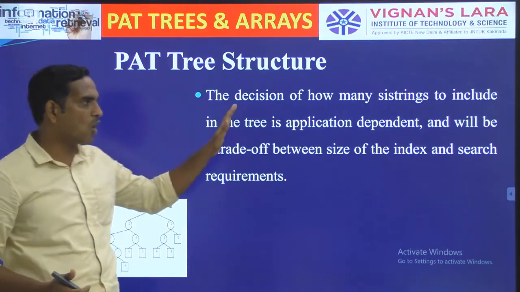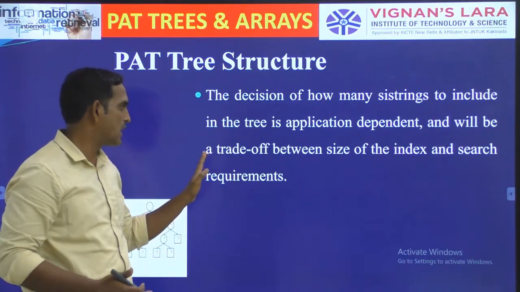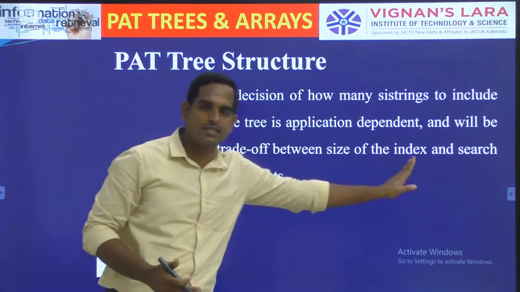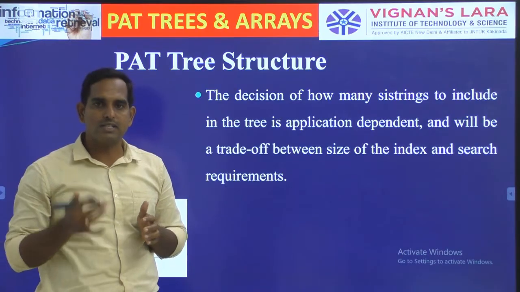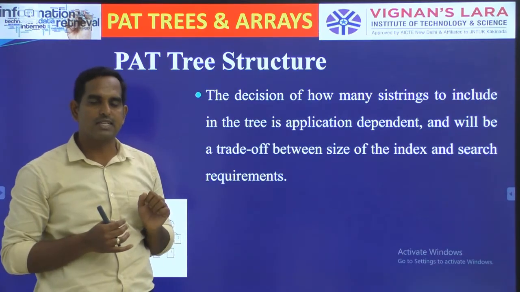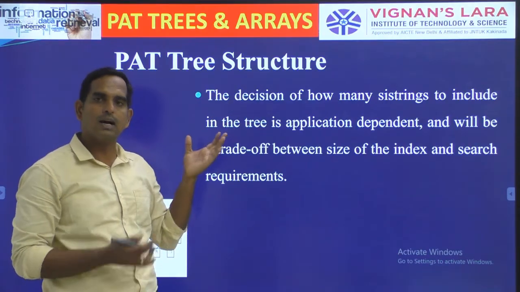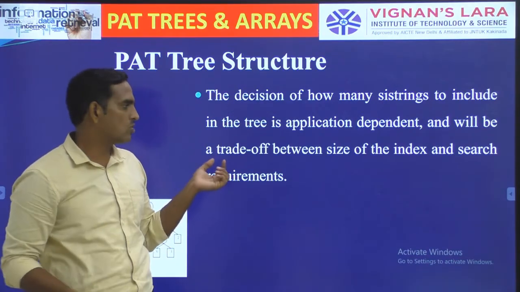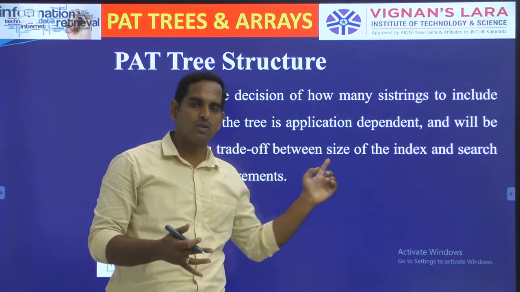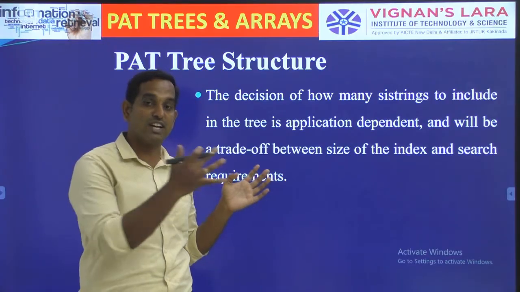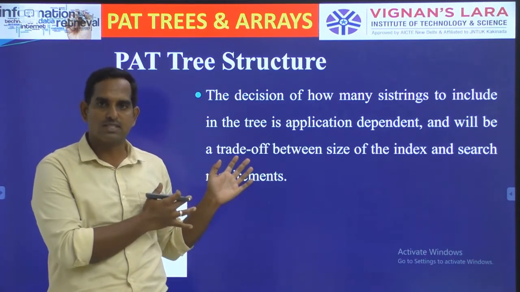So the decision of how many strings to include in the tree is application dependent, and it will be a trade-off between the size of the index and the search requirements. You have to decide how many strings you want to implement in your Patricia tree. Based upon the number of your strings, your Patricia tree will be implemented. So you have to take care about the size of your index. What will be the size of the index if I implement 1000 strings? What will be the size if I implement 2000 strings?